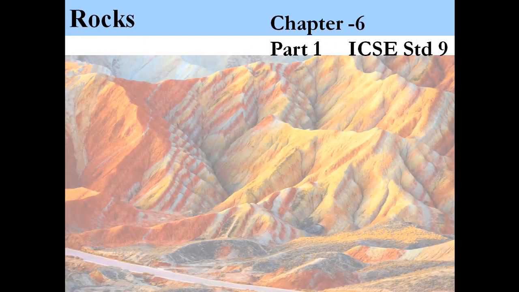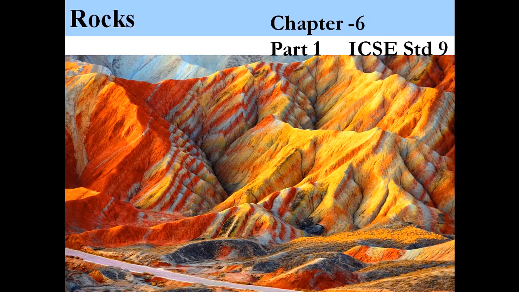Today's session is on rocks, chapter 6, ICSE Standard 9, part 1. Look at this introductory visual. This is not artificial, this is natural. This is called the Painted Hills. As you can see, there are bands of color over this hill. These bands of color are due to the different proportions of minerals present at different times. Now this is bent due to the tectonic movement.